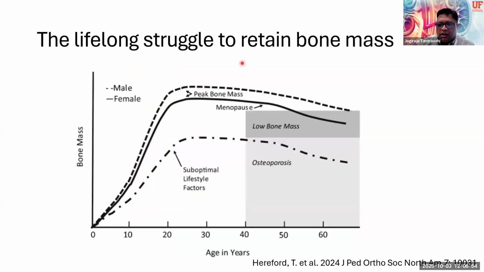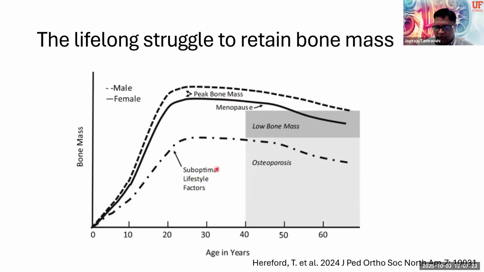Okay? Now, we humans have a lifelong struggle to retain bone mass. This graph was from the Journal of Pediatric Orthopedic Surgery. And we can see that in both men and women, there's peak bone mass around 20. And then with the onset of menopause, women lose bone faster as they age.